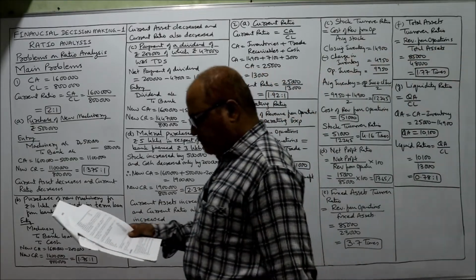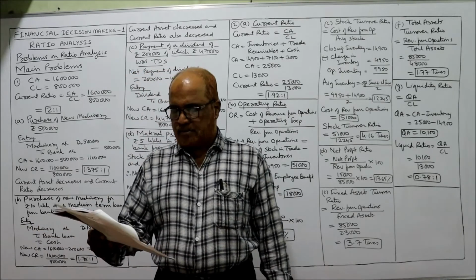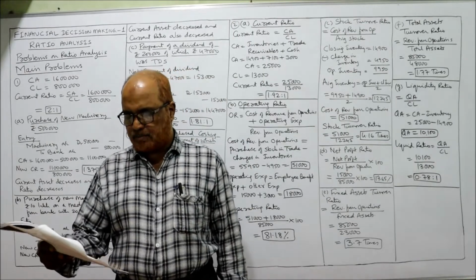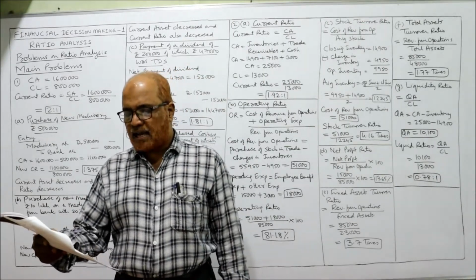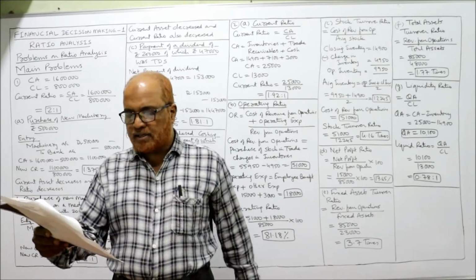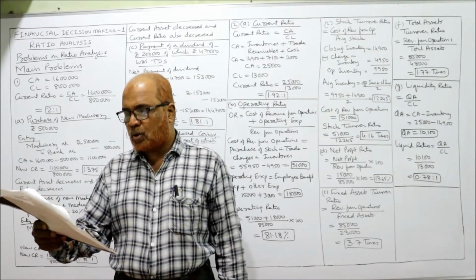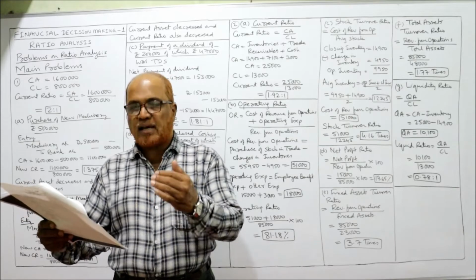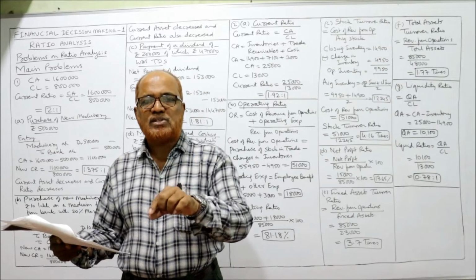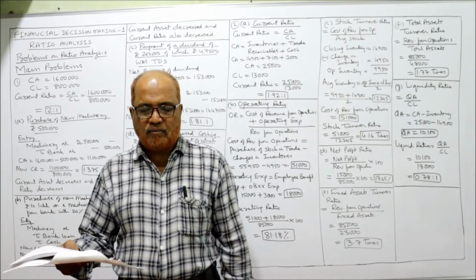See the first main problem. The current assets and current liabilities of A Limited on 31st March 94 were 16 lakh and 8 lakh respectively. What is the effect of each of the following transactions individually and totally on the current ratio of the company? 4 cases are given, A, B, C, D. In each case we have to explain the effect of the transaction on the current ratio. That is the problem. One by one we will take.